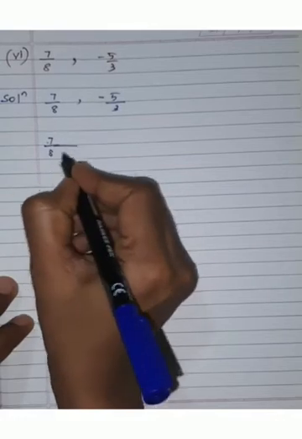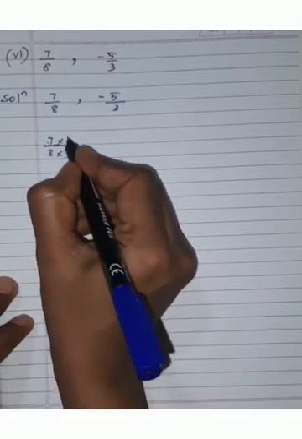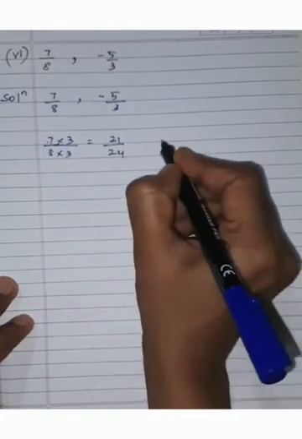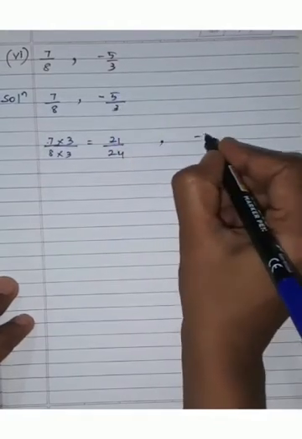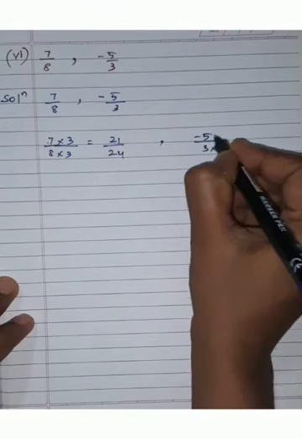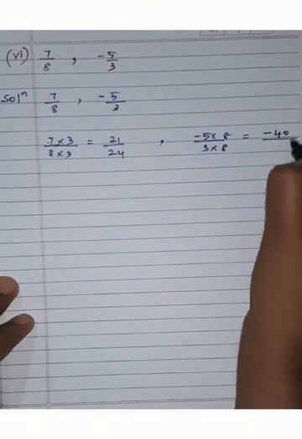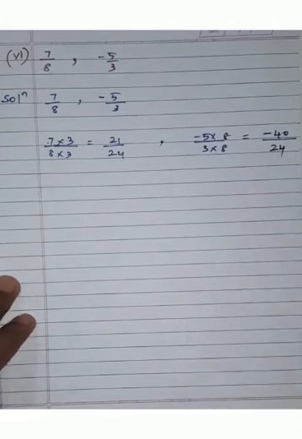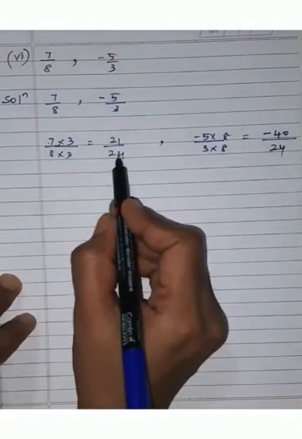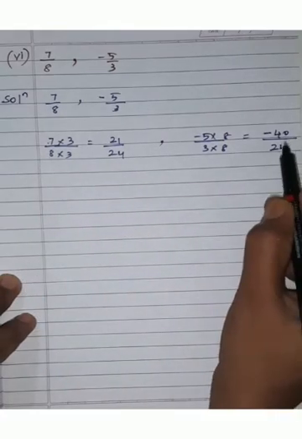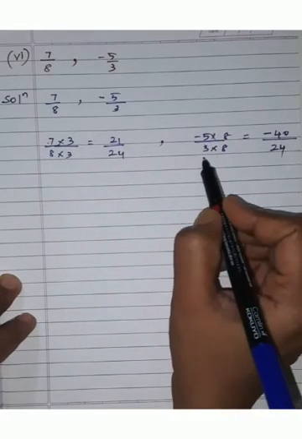7 by 8 multiplying with 3. Here also multiply with 3. So I get here 21 upon 24, comma, and for minus 5 upon 3 I will be multiplying with 8. So I get here minus 40 upon 24. Now children, you know that 21 upon 24 is equal to 7 upon 8 and minus 40 upon 24 is equal to minus 5 upon 3.